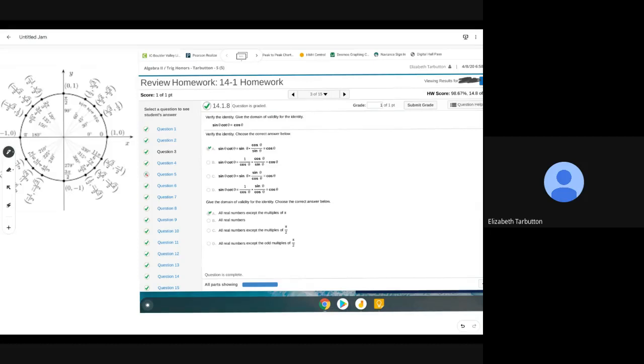Hi, friends. I wanted to address one of the misconceptions from today's work, and that is about the domain of validity for an identity or a trigonometric expression. So, I wanted to look at this particular example from the 14.1 homework on MyMathLab. It is giving us this particular identity, and it's asking us to verify it and then find the domain of validity.